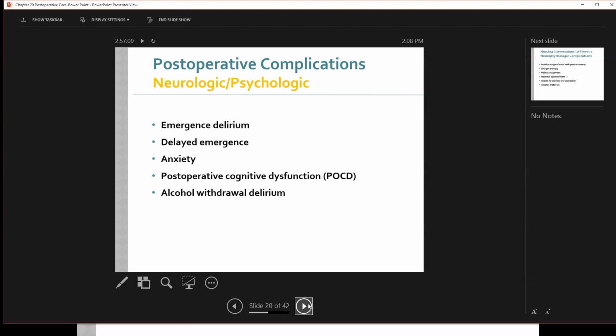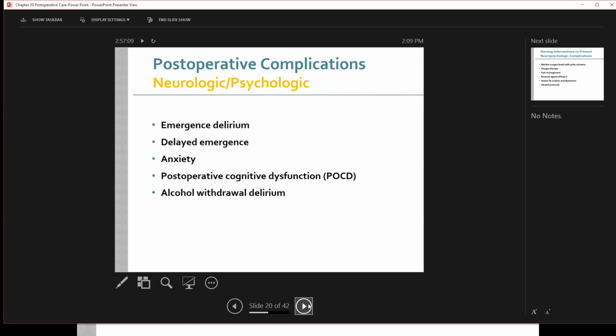Emergence delirium is short-term neurologic change manifested by behaviors such as restlessness, agitation, disorientation, thrashing, and shouting, and may be the result of the type of anesthesia used, hypoxia, bladder distension, pain, residual neuromuscular blockade, or the presence of an ET tube. This is more commonly seen in the older adult. Delayed emergence may result from prolonged action of opioids, sedatives, residual neuromuscular blockade, and inhalation agents.